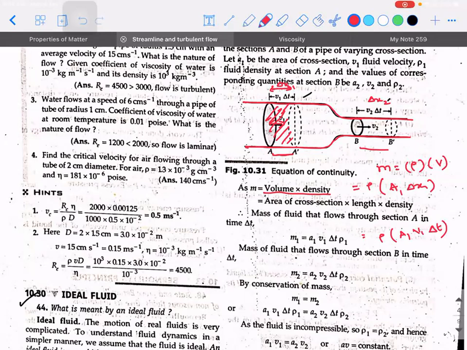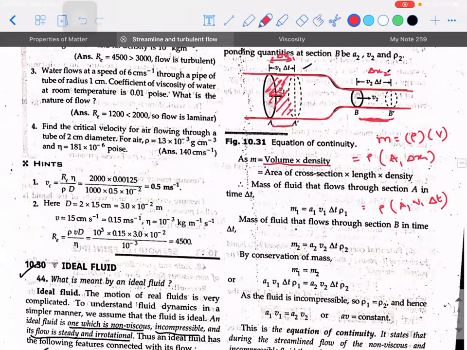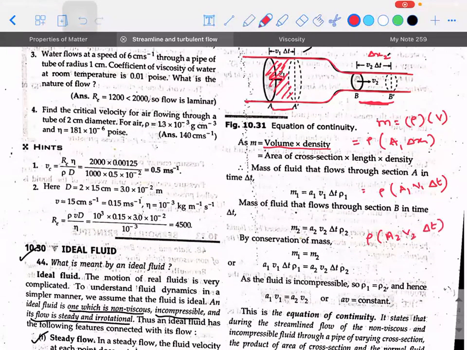Why did I write V1 into delta T? Because distance is equal to speed into time. So all these things are happening within a time delta T. In the same time delta T, here the displacement would have been BB dash. So at the second portion, can I write it as rho into A2 into V2 into delta T? If I equate both these expressions, what gets cancelled? Delta T is gone and rho is gone. So A1 times V1 is equal to A2 times V2. Got it? And this equation is what is called the equation of continuity.